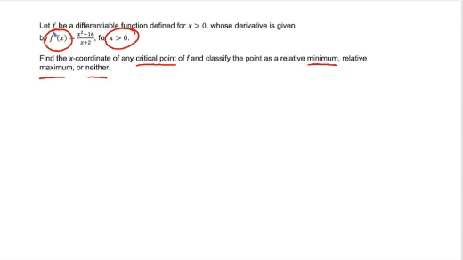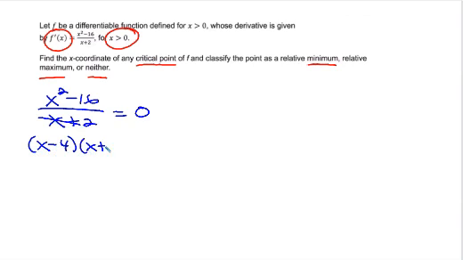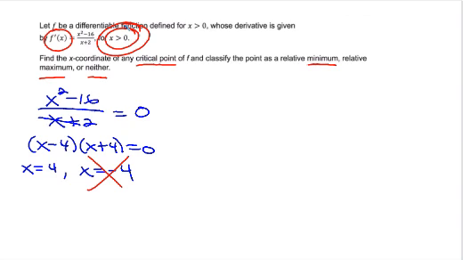That makes it easy. So we're going to set the derivative equal to 0 and solve it. Obviously, this term goes away. The denominator goes away when we multiply both sides by it. So we have x minus 4 and x plus 4 equal to 0. So we get x equals 4, x equals -4. But this one gets ruled out because it's not in the domain. So we're only interested in this one.